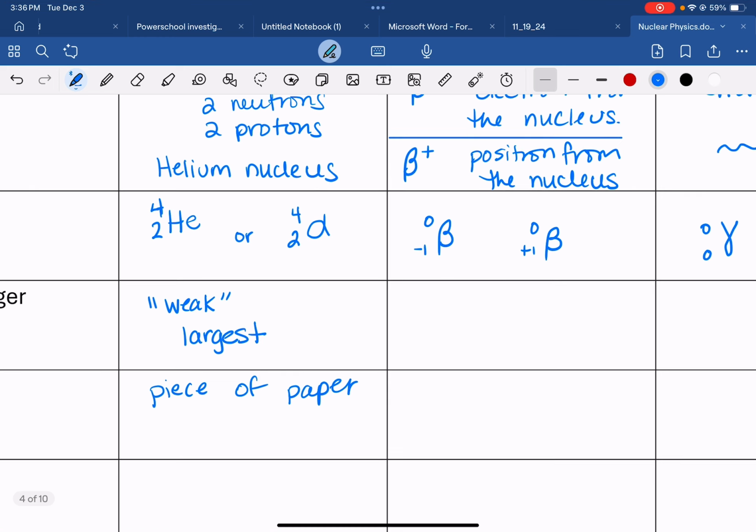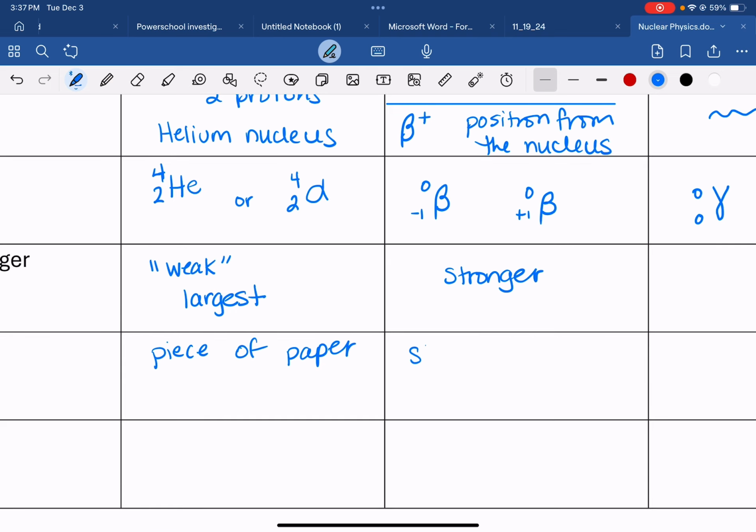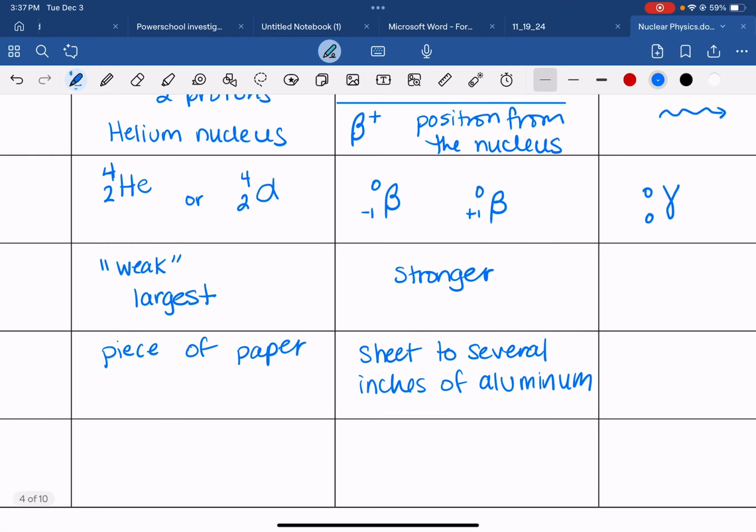All right, when we look at beta, whether it's beta positive or beta negative, this is a little bit stronger. It's not the strongest, but our shielding is a little bit more particular. So we can have anywhere from a sheet to several inches of aluminum is our shielding on that one.